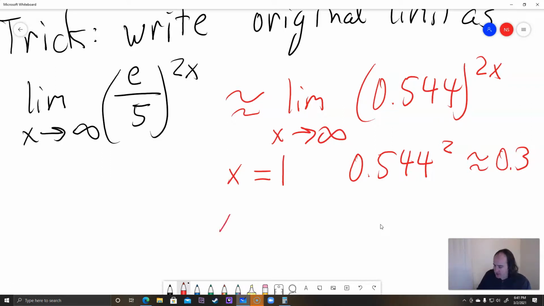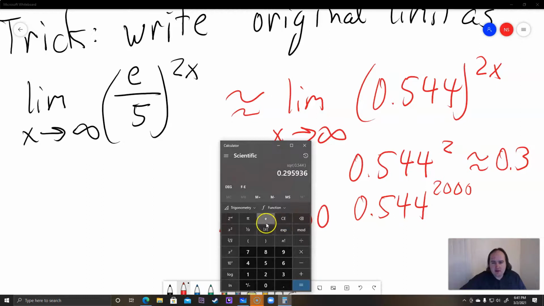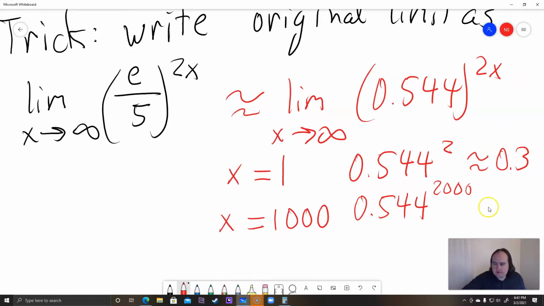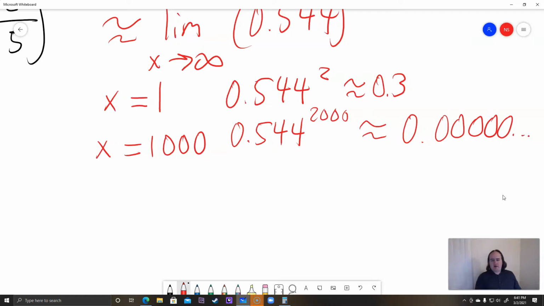But if I plug in a larger number like x equals 1,000, I'm going to get 0.544 to the 2,000, which is actually going to be a really small number. The calculator might not even do that. So if I do 0.544 to the 2,000, I'm going to get a very small number that's very close to 0. Okay, so this is approximately 0.00000, and it's going to go on for like 529 digits.